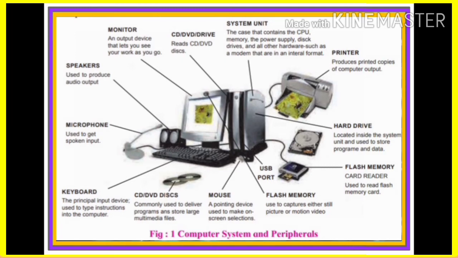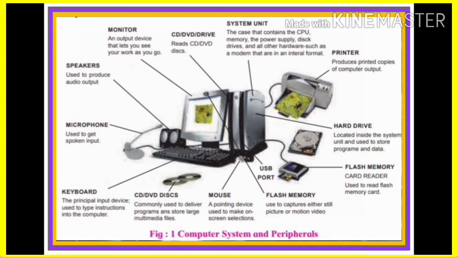Monitor, an output device that lets you see your work as you go. Monitor is also called an input and output device. Keyboard, the principal input device used to type instructions into the computer. Mouse, a pointing device used to make on-screen selections. Speakers, used to produce audio output. It is an output device. Microphone, used to get spoken input. It is an input device.